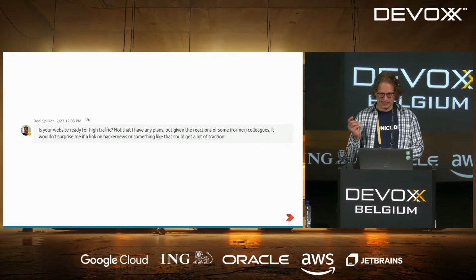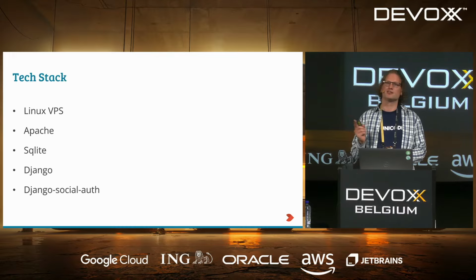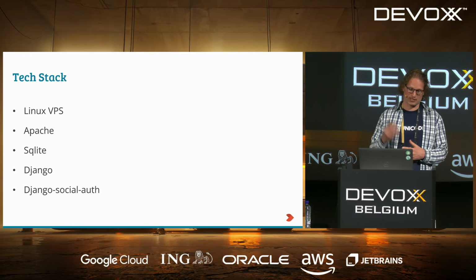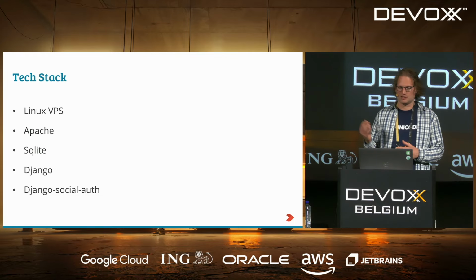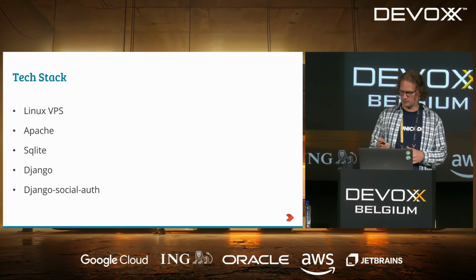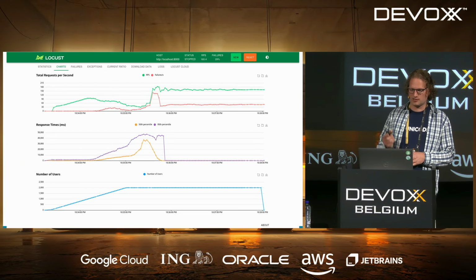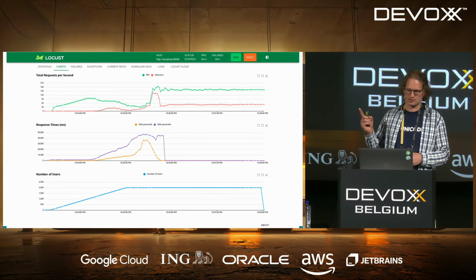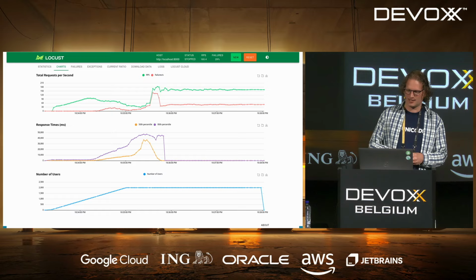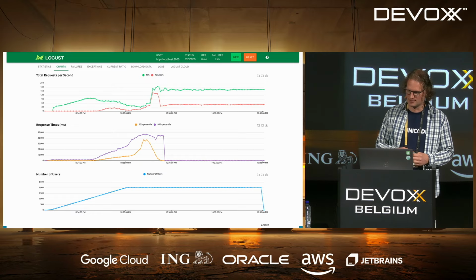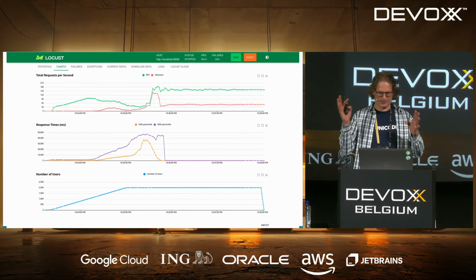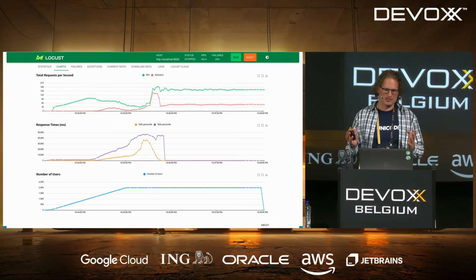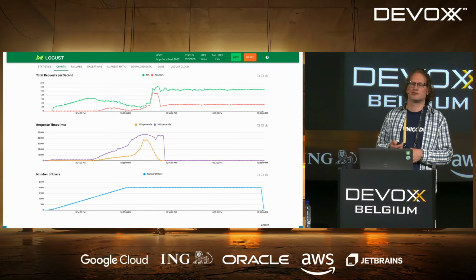So I did some testing. This was the stack that I was using. I know, it's not Java. I used Django, Python-based, hosted on a Linux virtual private server with Apache and SQLite. I did some performance testing, simulating load with Locust, 2,000 users, and it was absolutely horrible. A 29% failure rate, and page load times peaking at 40 seconds, which is completely unacceptable.